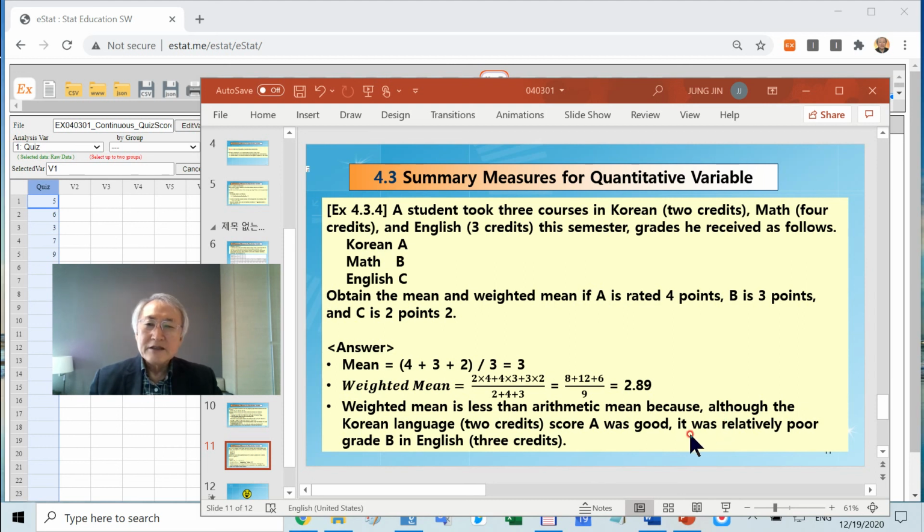Okay, these are the summary measures. Well, next class I'm going to discuss the summary measures for quantitative variables, about the measures of dispersion. See you in the next class.